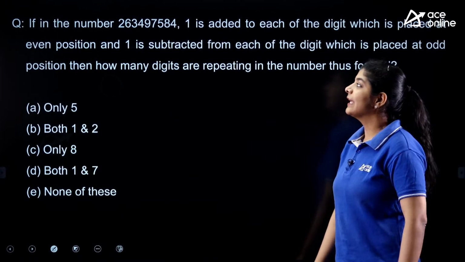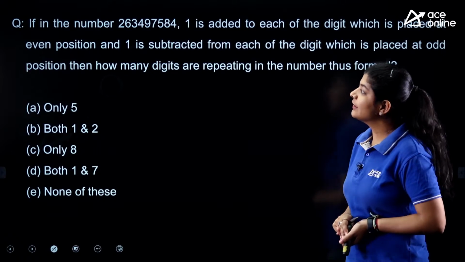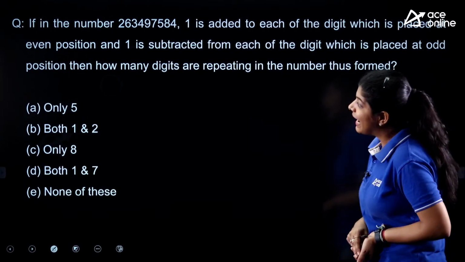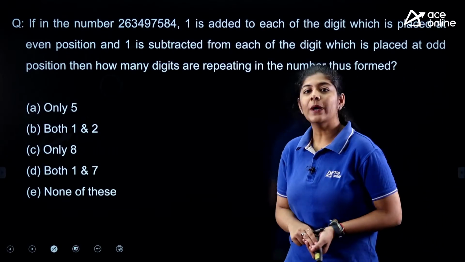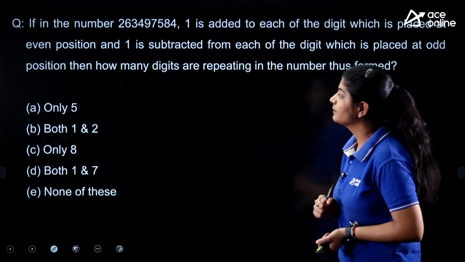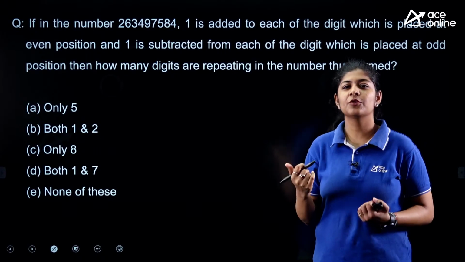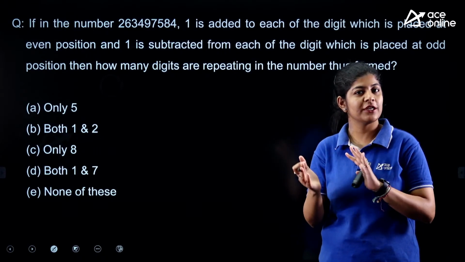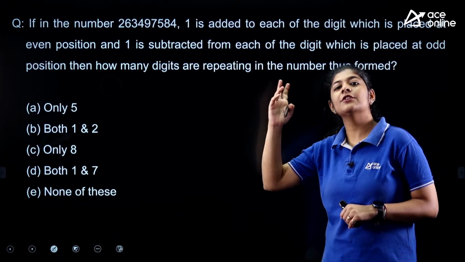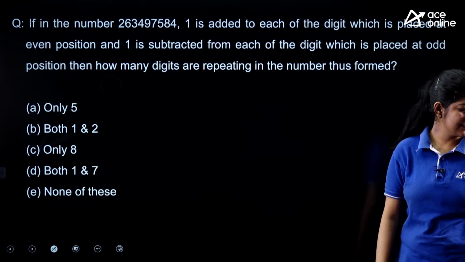Very good. Next. The next question is again a very simple one. The question says that if 1 is added to each digit placed at an even position and 1 is subtracted from each digit placed at an odd position, then how many digits are repeating in the number thus formed? So we simply need to take care of the even and odd positions, add and subtract 1 accordingly, and check how many digits are repeating. So what answer are we getting in this one?